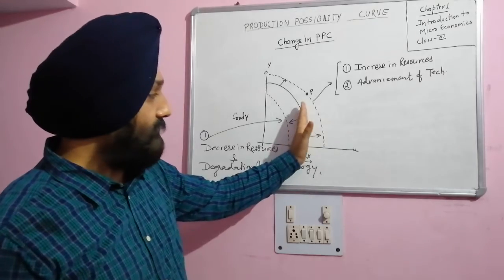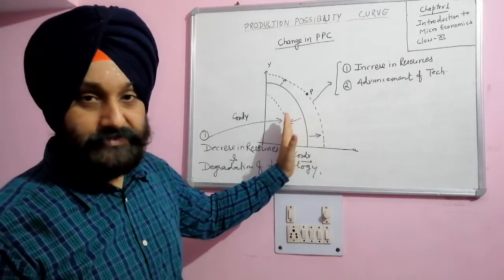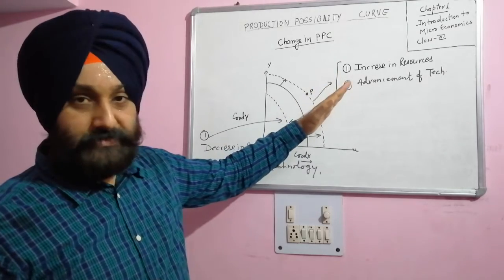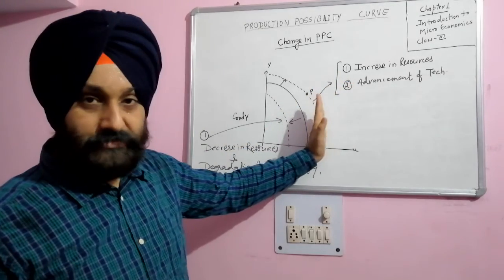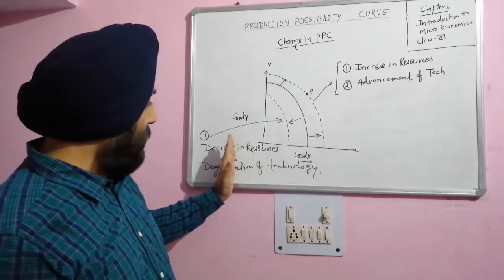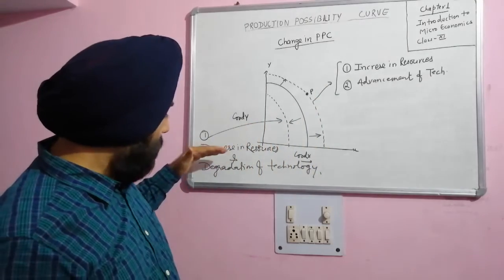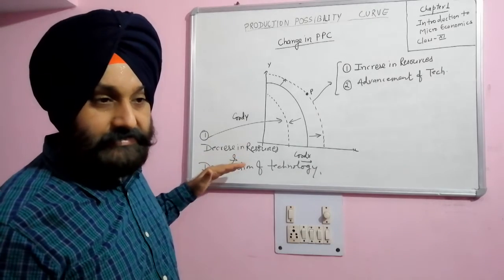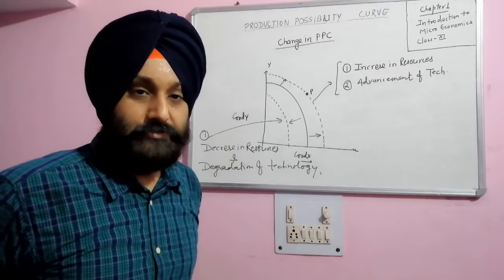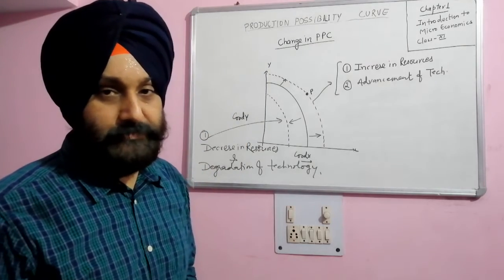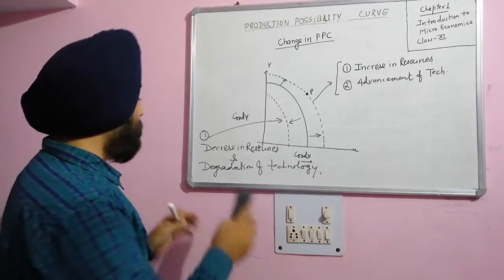This is the rightward shift in the production possibility curve, and this is the leftward shift. So increase in resources and advancement in technology is the reason behind the rightward shift, and the reason behind the leftward shift in the production possibility curve is decrease in resources and degradation in technology. And another type of change in the production possibility curve is rotation of the production possibility curve.